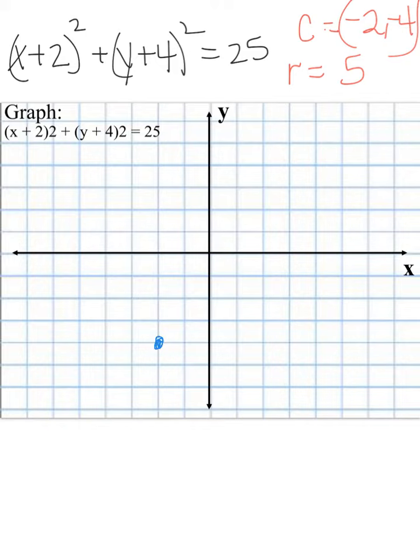Okay, there's the center. Go out 5, 1, 2, 3, 4, 5. Go up 5, 1, 2, 3, 4, 5. To the left, 1, 2, 3, 4, 5, linearly, and down linearly. 1, 2, 3, 4, and 5 would be about here.